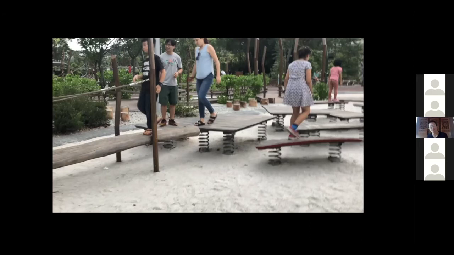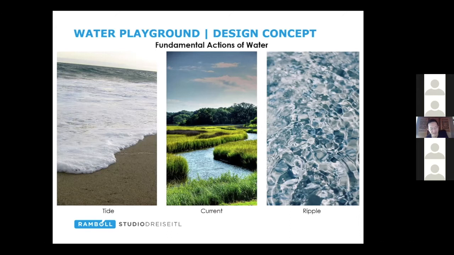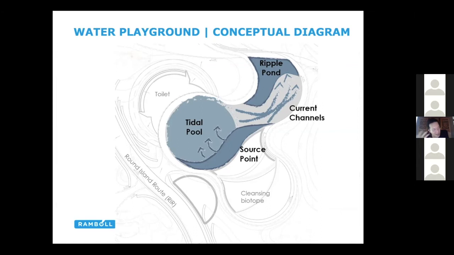And next, I'd like to display the water. So this is situated next to the Jurong Lake, and we wanted to really relate to the water and connect to the water so that the users appreciate the strong water element. We start off with thinking about how we can make this educational, thinking about tidal pools, about source, about ripple ponds, about currents and channels, and how we can showcase this, but make it into an area where the kids can interpret it themselves. They can decide how they want to engage with this play feature.